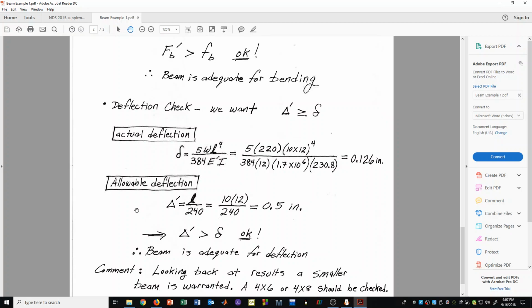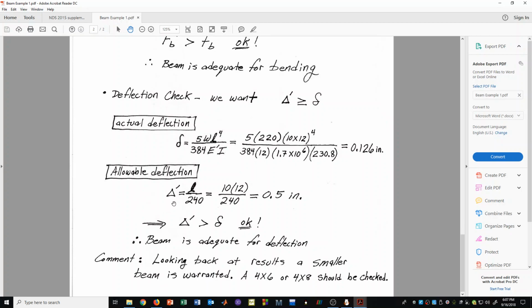Now we calculate the allowable deflection, capital delta prime. We have L over 240 as our deflection limit. So we take the span, which is 10 feet, times 12 to get that into inches, and divide by 240. And so we get an allowable deflection of 0.5 inches for this particular beam. Clearly, 0.5 is greater than 0.126. So delta prime is greater than little delta, and we can conclude that our beam is adequate for deflection.